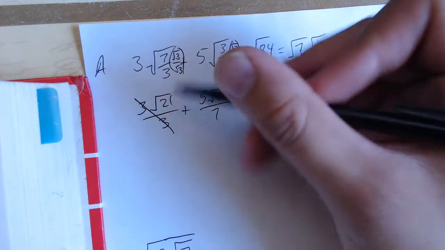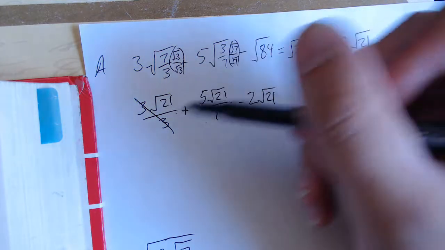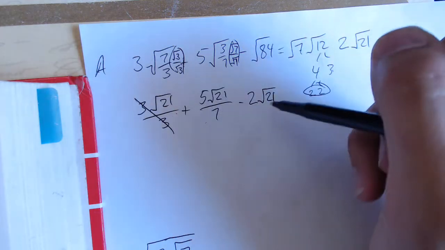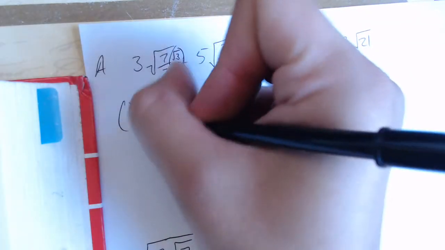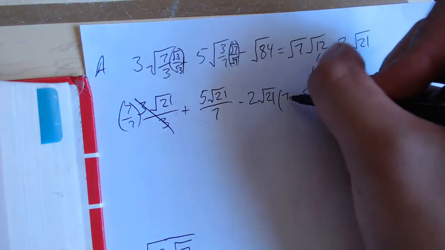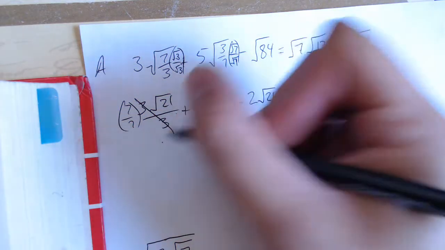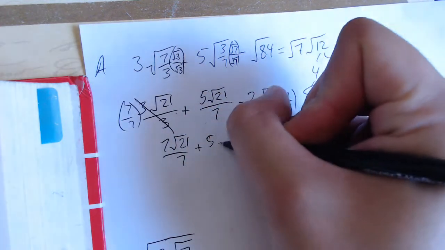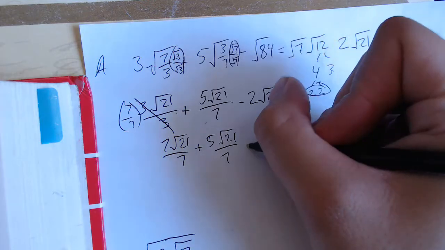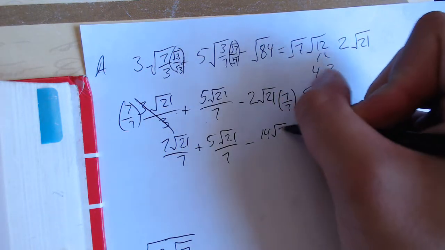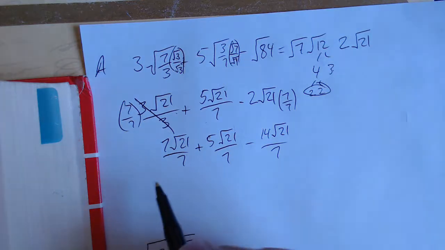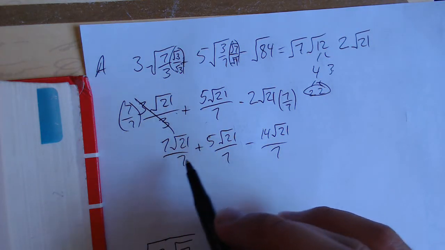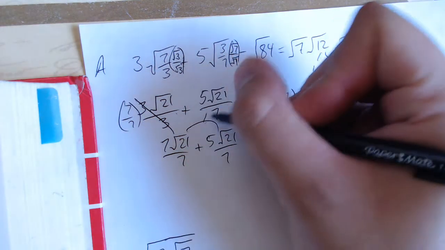From here we've got 2 whole numbers and then 1 fraction, so we'll have to multiply everything. We'll have to multiply these two by 7 over 7 to give them the common denominator of 7. So once we do that, we get 7 root 21 over 7 plus 5 root 21 over 7 minus 14 root 21 over 7. 7 plus 5 add up to 13.